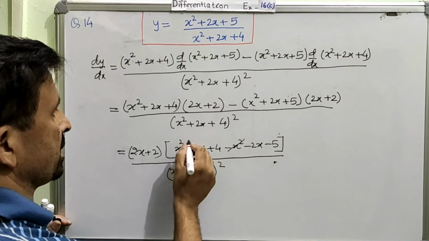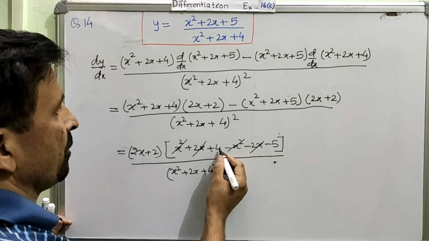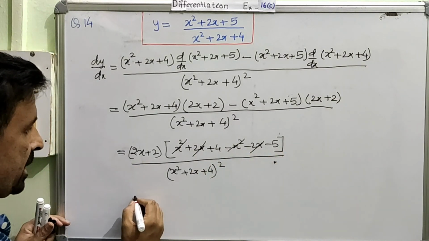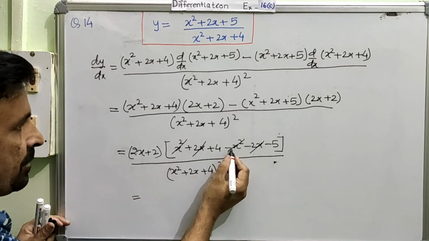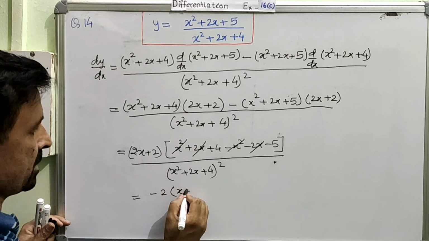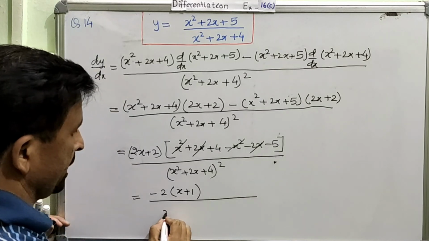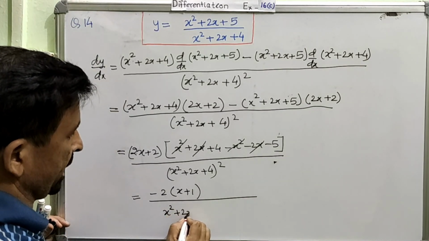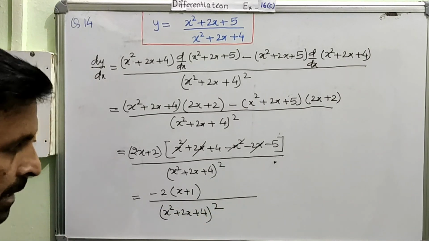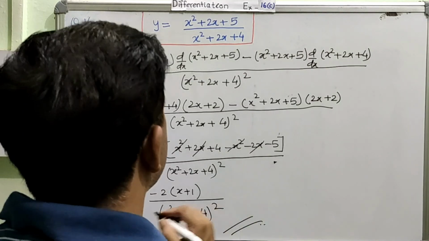Now this minus x square, this plus x square cancel, this plus 2x, this minus 2x cancel, and now we have 5 and then minus 4, that is minus 1. And from here we will take out the 2 common factor. So with this minus 1, this is becoming minus 2 into x plus 1, right? Divided by x square plus 2x plus 4 whole square. Am I very clear? So this becomes your answer.